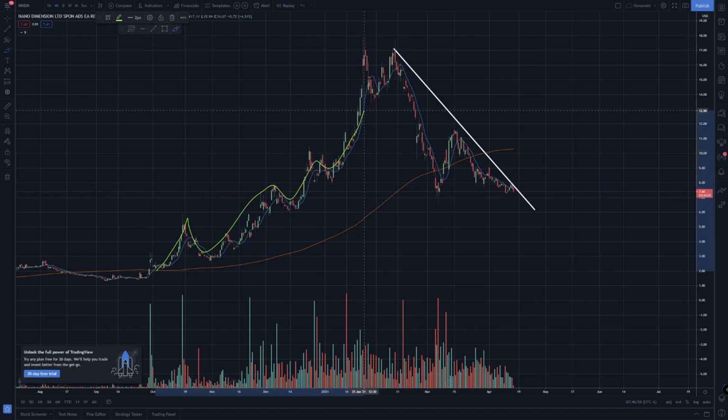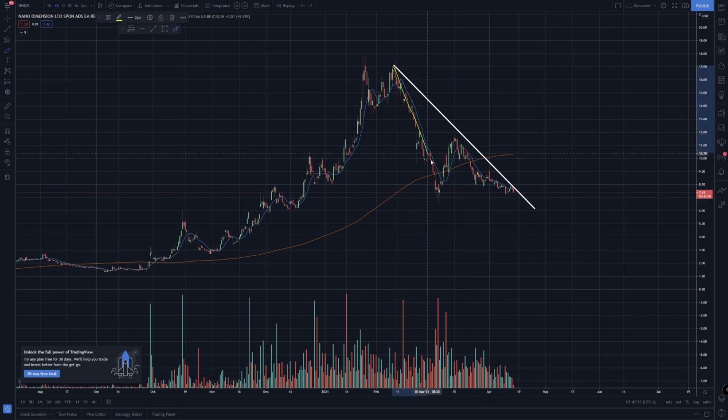It was running up like this, and then it got resistance right here. We got a top right here, and then we came up again and got a top right here. That's a double top, and then we've been coming down ever since, doing something like this. So it looks like Nano Dimension is in a downtrend, getting lower lows and lower highs.